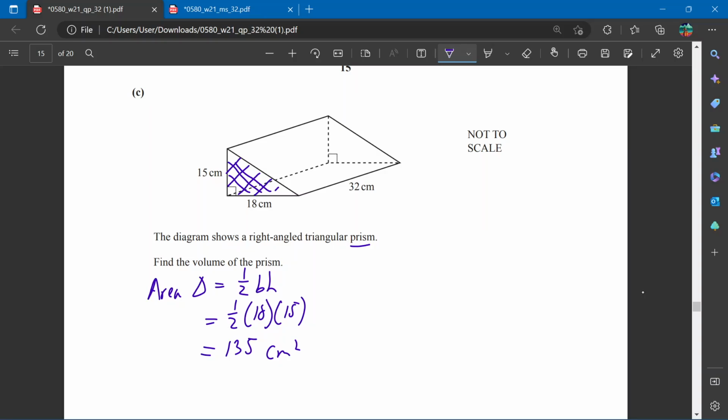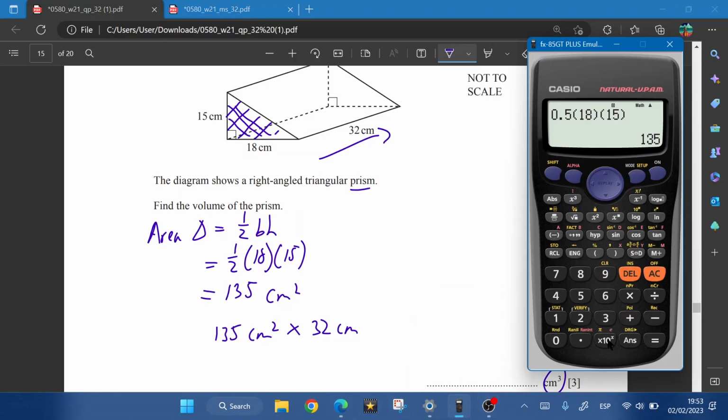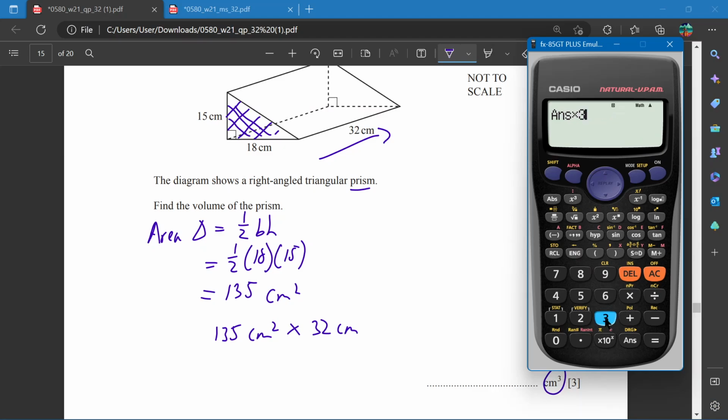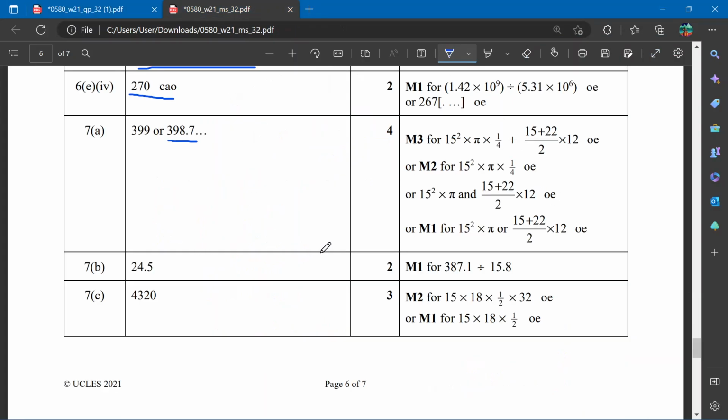How do you measure volume? In centimeters cubed. That's when you take the area of the front face and you multiply it by the length, 32 centimeters. Centimeter squared times centimeter gives you the centimeters cubed. So we have 135 times 32, and we got 4,320. Correct.